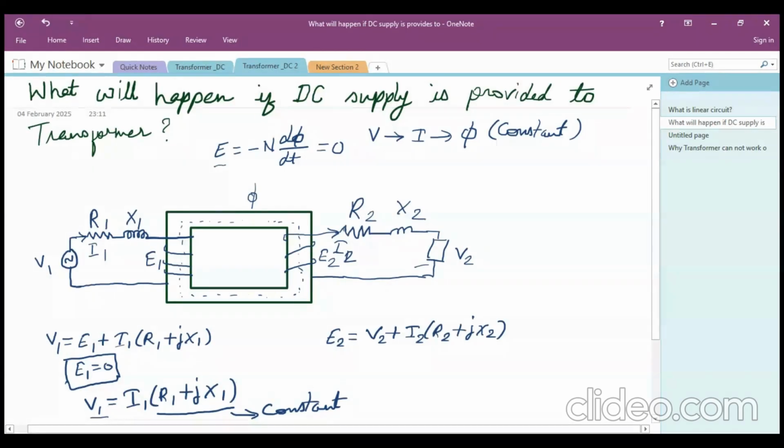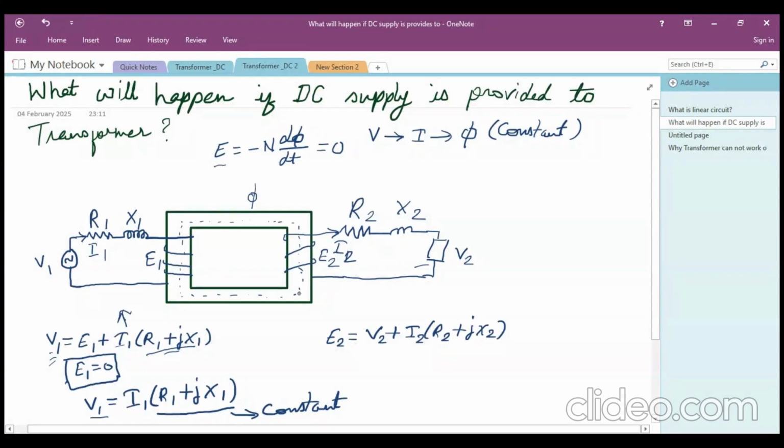side. Also here, if E1 is 0, then for the same supply voltage, current I1 will be very high because the winding resistance and reactances are constant in nature, as the windings are fixed. So for the same voltage, E1 will be 0 and a high current will start to flow to compensate for this. This high current may damage the primary winding of the transformer.